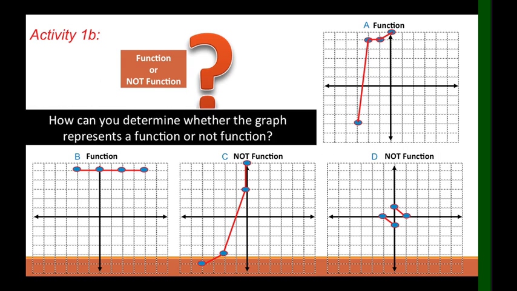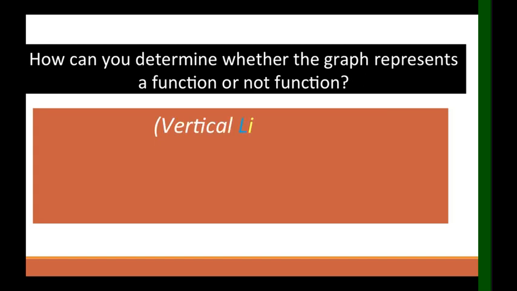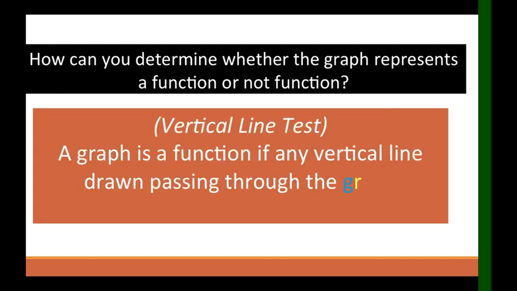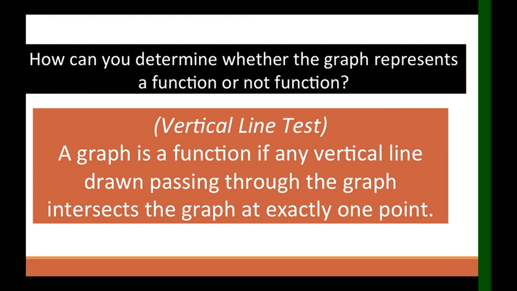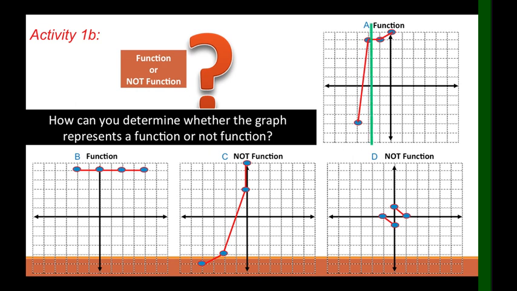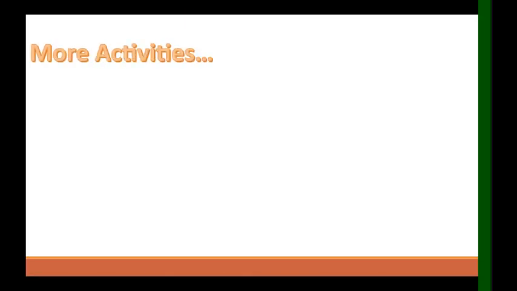The reason is we can use what we call the vertical line test. A graph is a function if any vertical line drawn passing through the graph intersects the graph at exactly one point. So if we draw a vertical line on the graph and no two points touch it, it is a function. For B, none touch twice, so it is a function. For C, when I did that, there were two points that touched, so it is not a function. This one is also not a function. Did you get it?